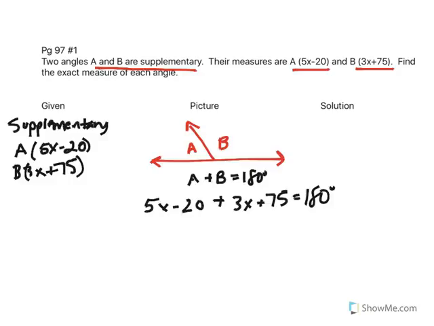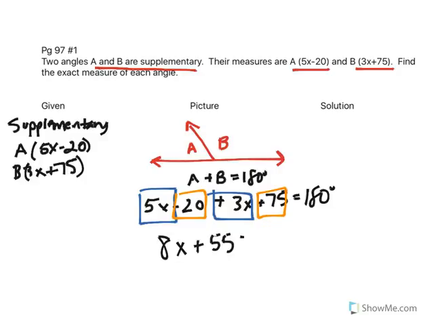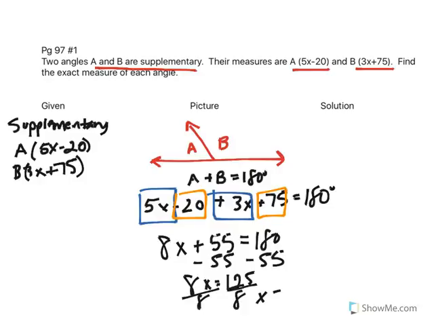Okay, so we will solve. I'm going to combine like terms. And I will get 8x plus 55 equals 180. I will get 8x equals 125, divided by 8, divided by 8. X equals 15.625.